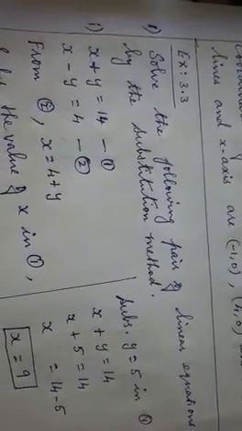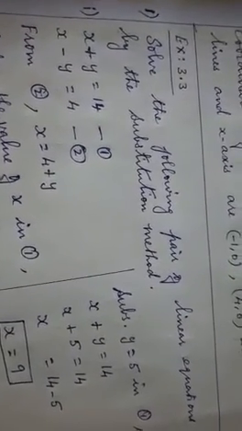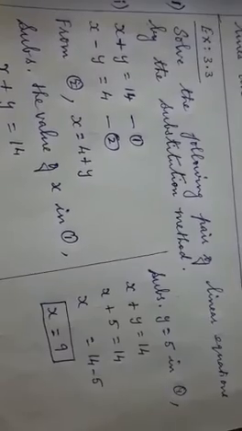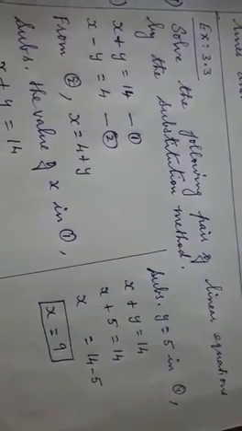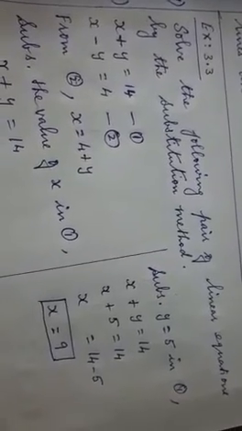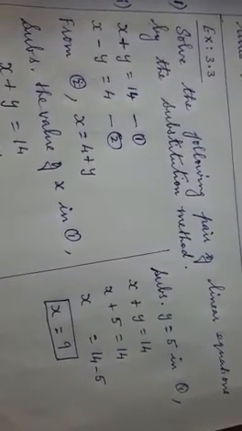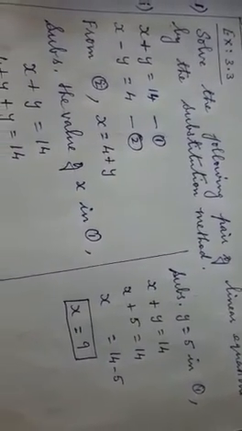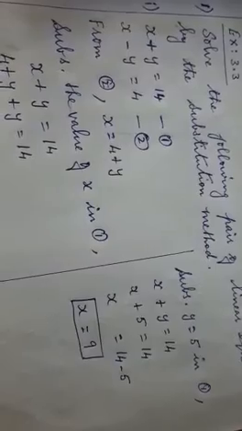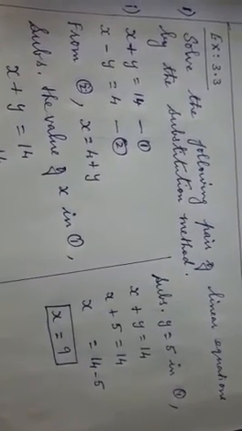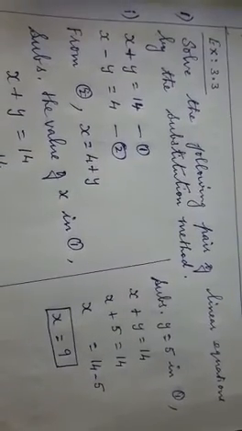Now here, since it is substitution method, we should take any one equation and find the value of x or y. Now since I have taken the second equation, because x minus y is equal to 4, when you bring minus y to the other side, you get plus. So I have done x is equal to 4 plus y. Now substitute the value of this x in the first equation. You should never substitute the value of x in the same equation. You should take the other equation and substitute.